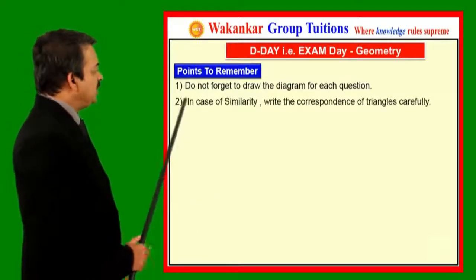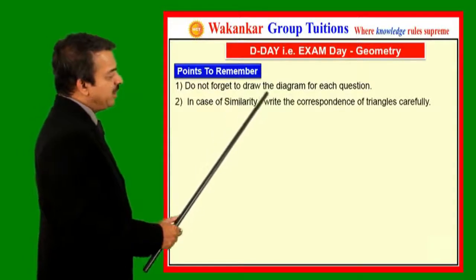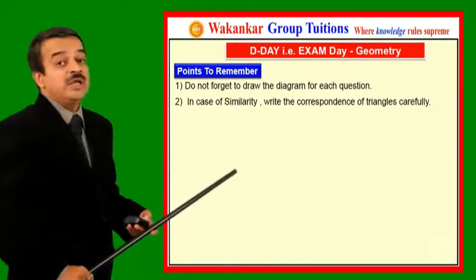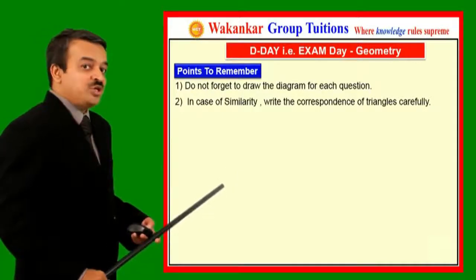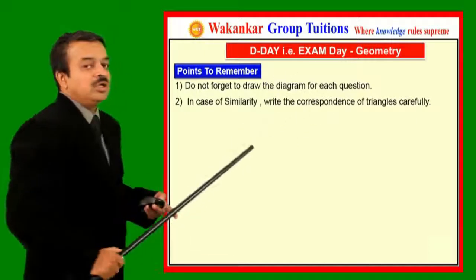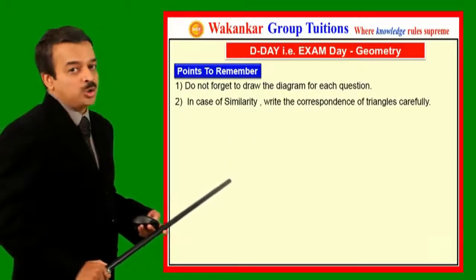The next point is, in case of similarity, write the correspondence of the triangles very carefully. Now why I am saying so, you all know it. If your correspondence goes wrong, the entire problem will go wrong.